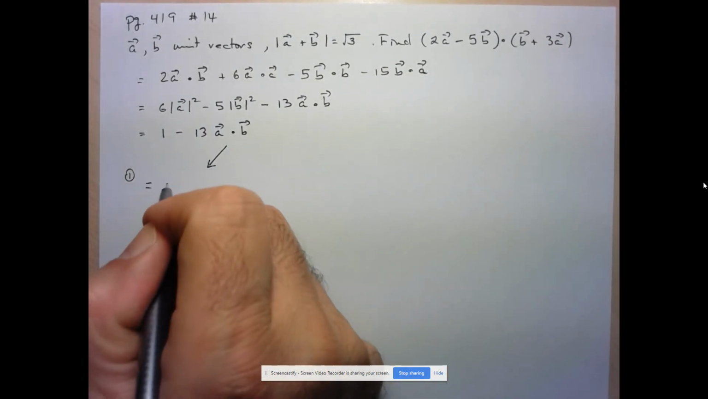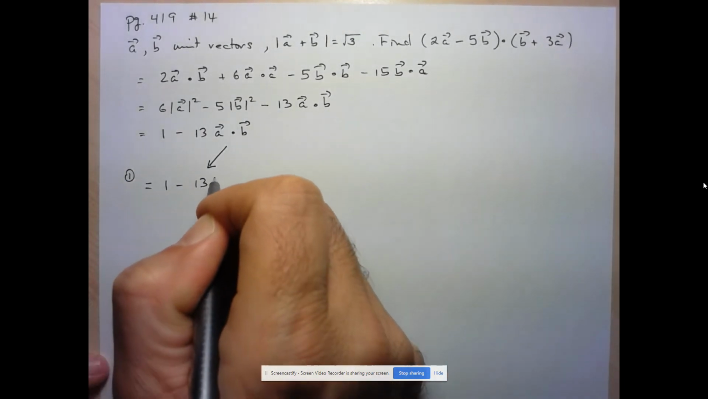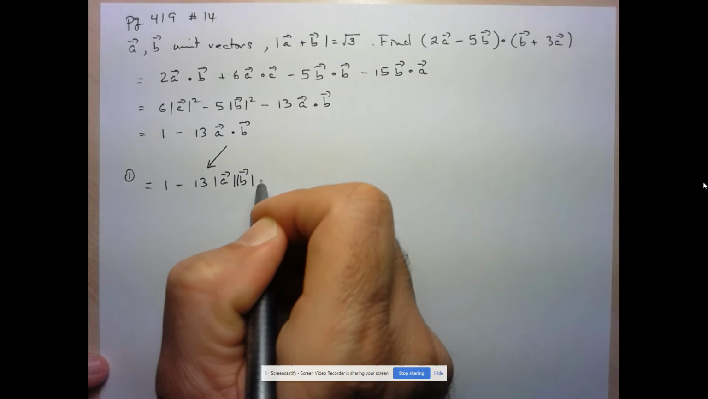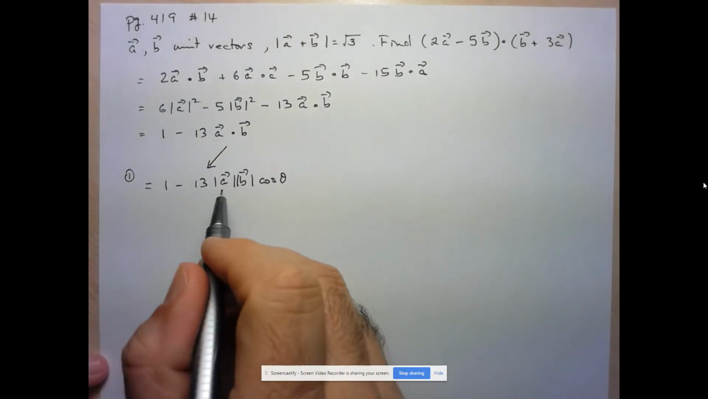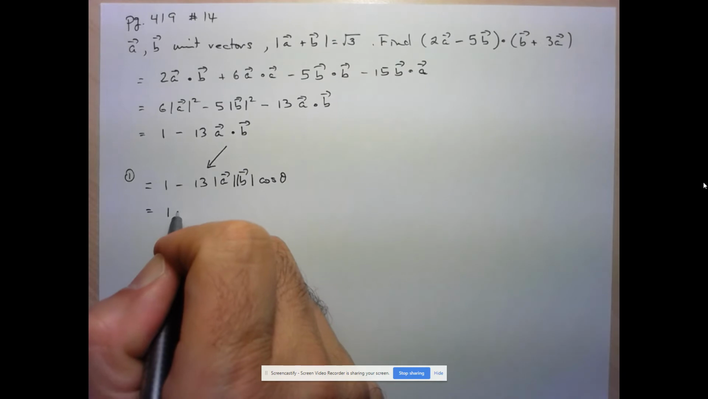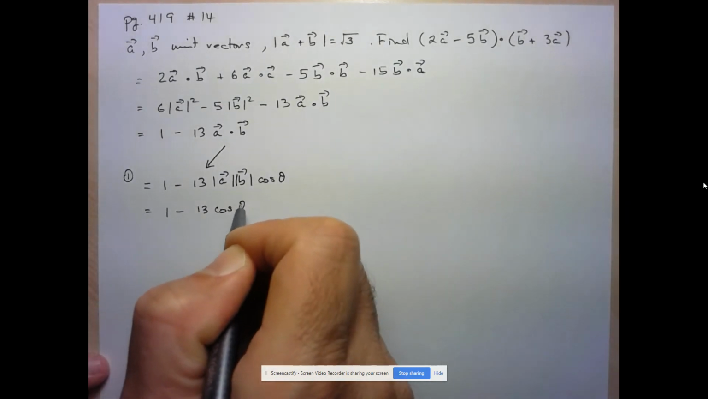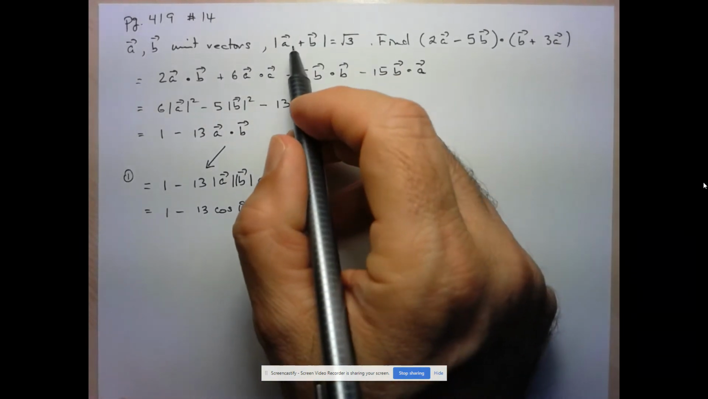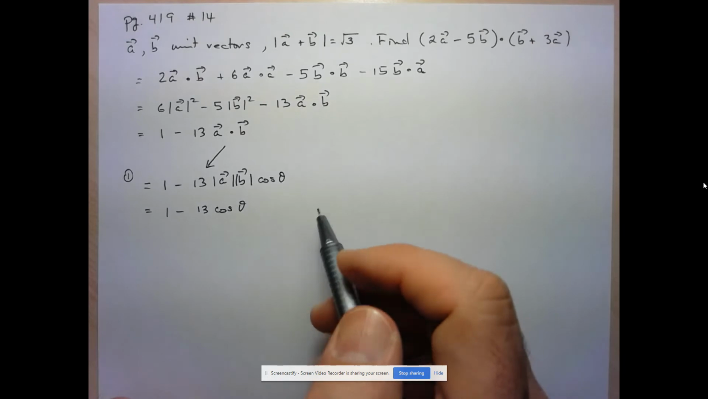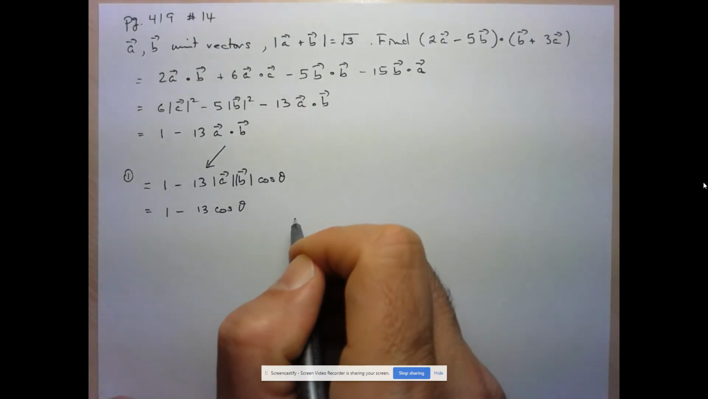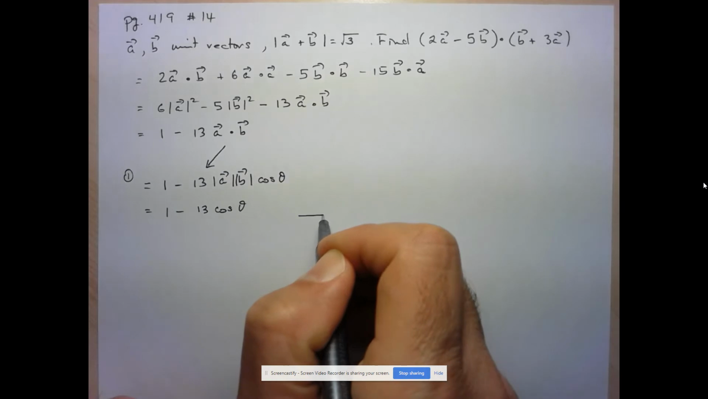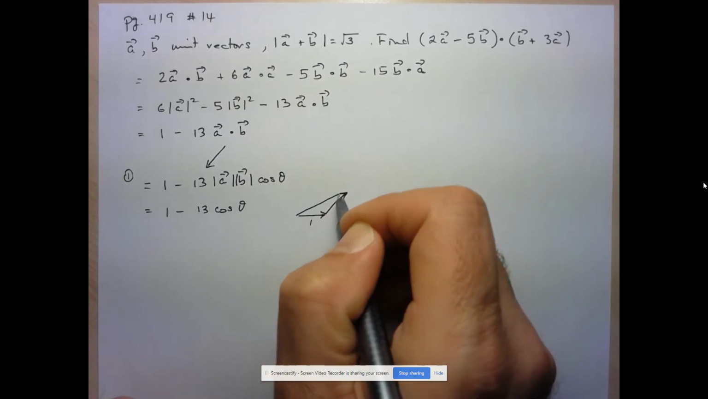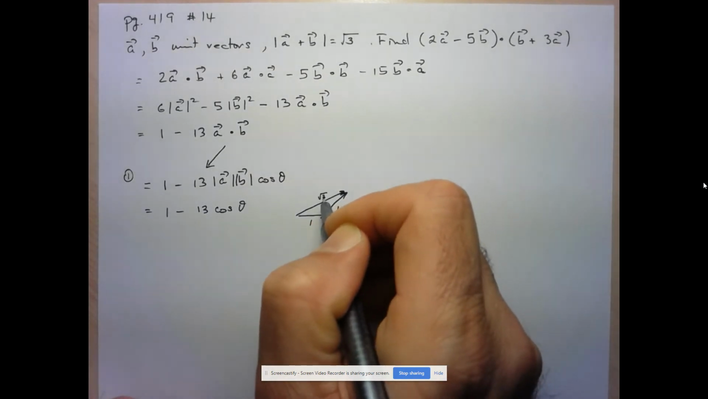So the geometric alternative tells us that A dot B is the magnitude of A times the magnitude of B times cosine of the angle between them. So these are both unit vectors. Okay, so 13 cos theta. So it's just a matter of determining the angle between A and B, and that's where we can bring in the sum. Okay, so if we draw ourselves a little diagram, we have here that A plus B, both magnitude of 1, and then their sum is just equal to square root of 3.